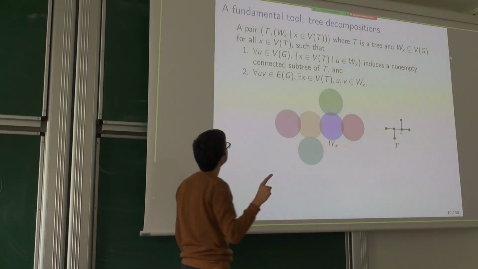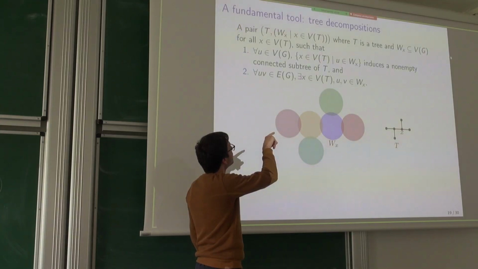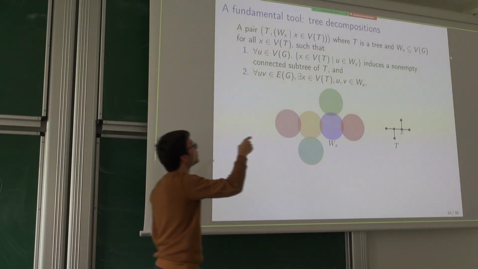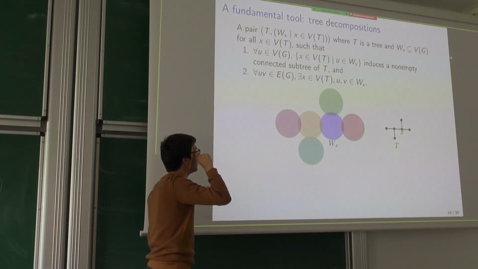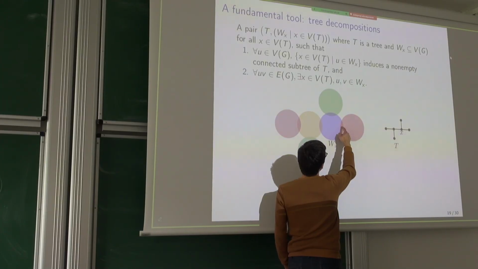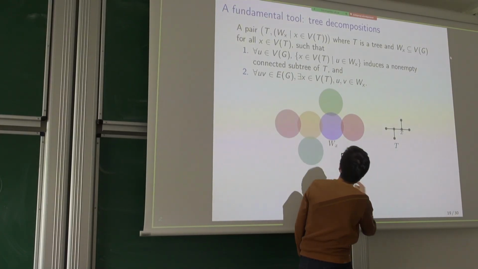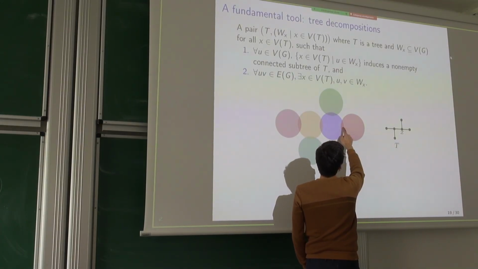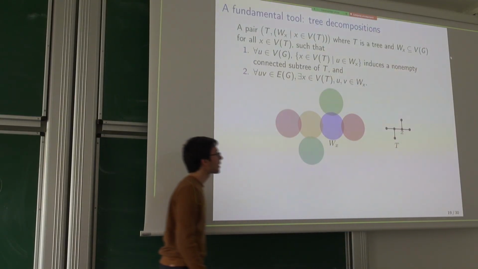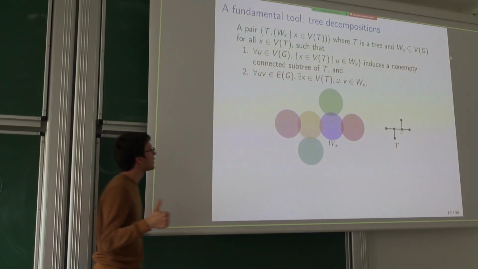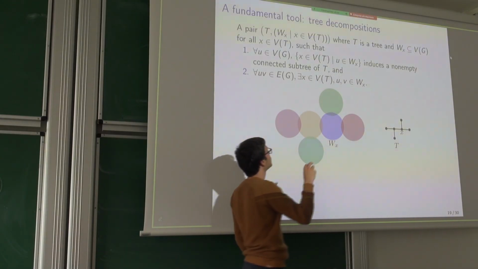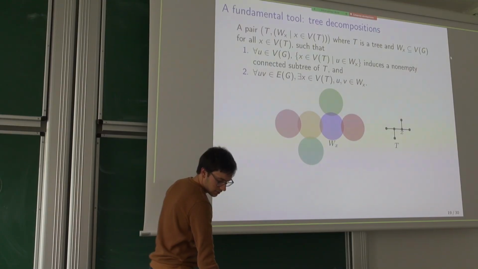The first one is that when you take a vertex and you look at all the bags containing this vertex, then the corresponding vertices in T induce a non-empty connected subtree. So for example, when I take a vertex which is here, then it gives two bags, the blue bag and the red bag, and these two bags induce an edge in the tree. So this is my first condition. And the second condition is that every edge lies inside one bag. So for every edge uv, there exists a bag that contains it.